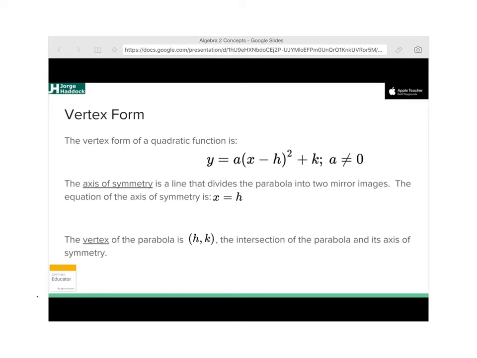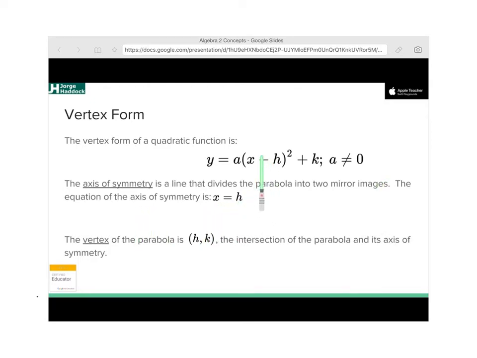The vertex form of the quadratic function is y equals a times (x minus h) squared plus k, where again a cannot be equal to 0. The axis of symmetry, which we're going to see better once we trace the graph, is the line that divides the parabola into two mirror images. So what is happening on the left side of the axis of symmetry is also happening exactly the same way on the right. And the equation is x equals h.